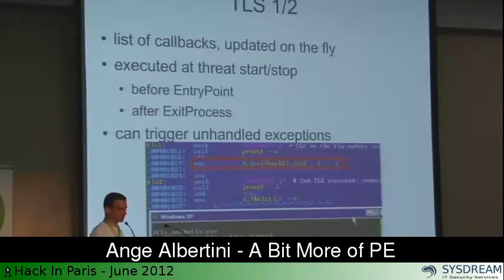TLS, thread local storage, are executed on thread start and thread stop, which means before the entry point and after exit process. So it's known for running before the entry point; the entry point is not the first point of execution, and you can also have an exit process and the code is still actually doing something. Another thing is that TLS can trigger unhandled exceptions. Unlike the entry point, a TLS can do something completely garbage, trigger an exception, and then the entry point will be executed just fine. So it's created a few other bugs in emulators and stuff.